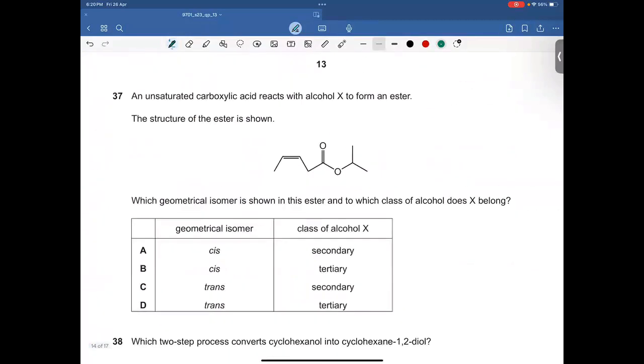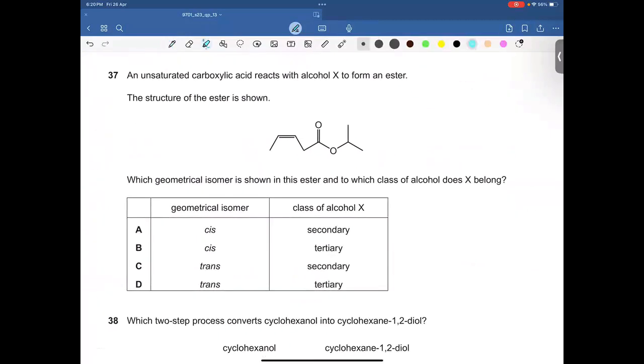Question number 37. An unsaturated carboxylic acid reacts with alcohol X to form an ester. Unsaturated means it has a double bond between carbon atoms. The structure of the ester is shown. I've told you that the first part belongs to the acid. This is your acidic part, and this is going to be the alcohol part.